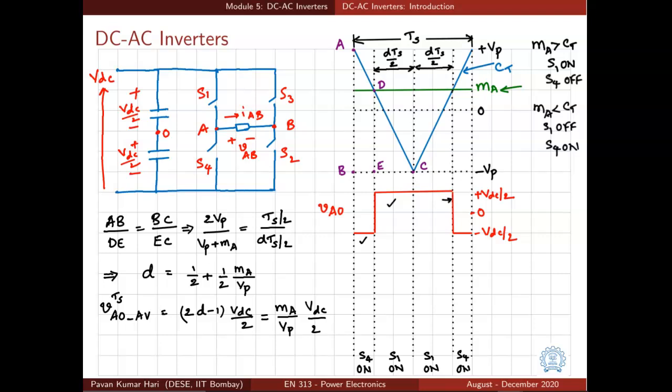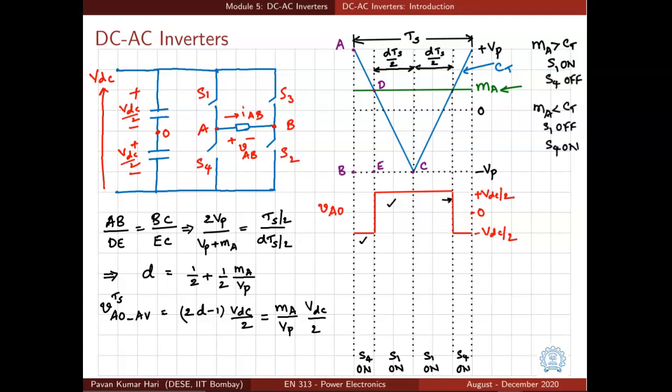What is the width of the pulse? Because we have been interested in the width of the pulse. So width means in terms of time. Height is known because the pulse is always varying between minus VDC by 2 and plus VDC by 2. But what are the relative intervals of minus VDC by 2 and plus VDC by 2 is what we are interested in. So we look at the two triangles ABC and DEC.